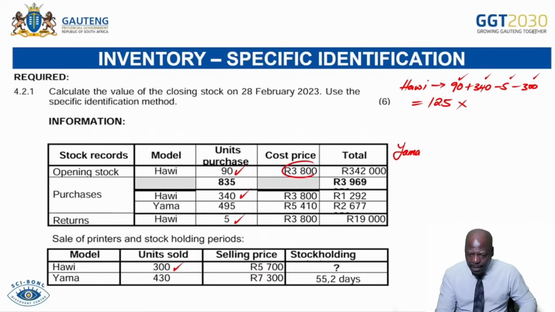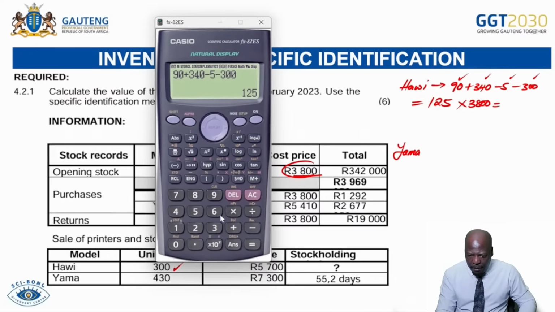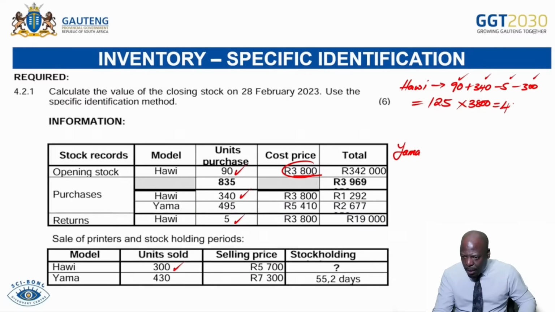What is the cost price of our Howie? The cost price of the Howie is 3,800. You multiply by 3.8. How much do we then get? 125 multiplied by 3.8, and then you end up with 475,000. So you come here and you end up with 475,000 there, like that. That is for the Howie.